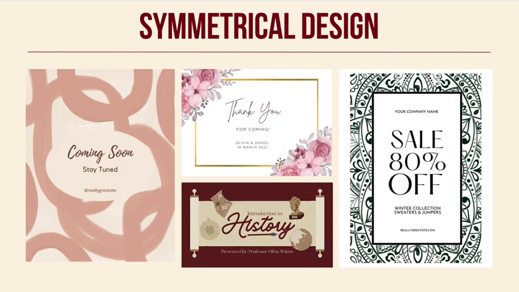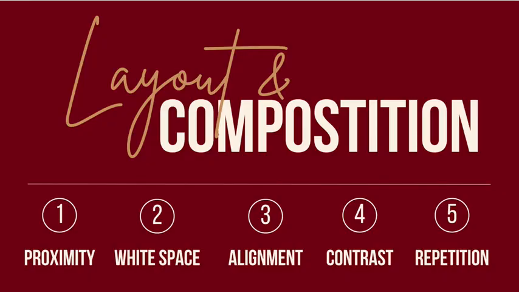Here's an example of some symmetrical design. So you have things smack dab in the middle, and that works too. Things are similar or the same on either side of an axis. It can also be visually appealing. So just two different options there. Our next thing we're going to talk about is layout and composition. This is kind of the foundation of graphic design. So we're going to talk about things you want to keep in mind: proximity, white space, alignment, contrast, which we've already mentioned, it's super important, and repetition.